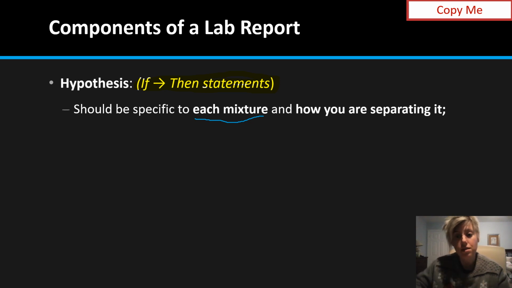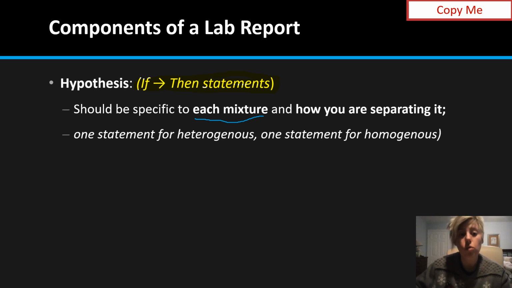It is an if-then statement, because if I do this procedure, then I'll be able to get that result. So it fits my hypothesis statement, and it's the guideline of what I need to be doing. And that's what we've been talking about when we've been working on hypotheses. So again, one statement for a heterogeneous mixture, one statement for a homogeneous mixture.